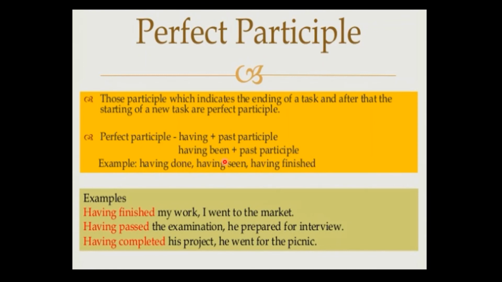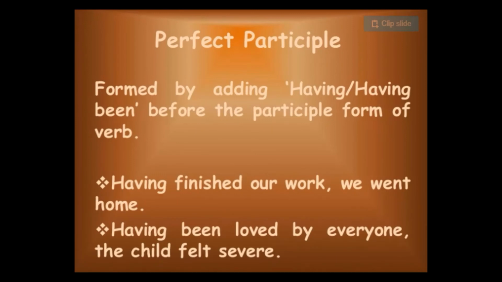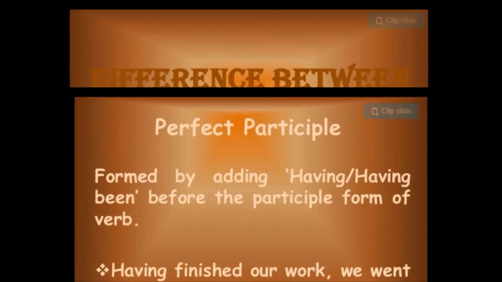So all these are perfect participles. You will remember this. Having finished my work, having passed the examination, having completed this project, he went for the picnic. So all these are examples of perfect participle. It is formed by adding having or having been before the participle form of the verb. Having finished our work, we went home. Having been loved by everyone, the child felt safe.